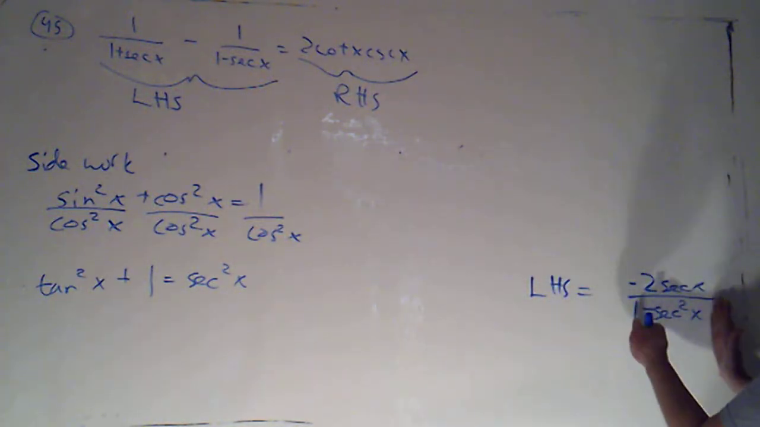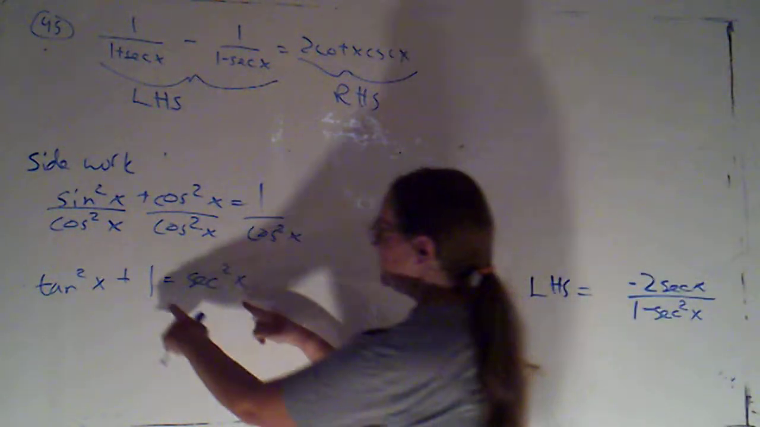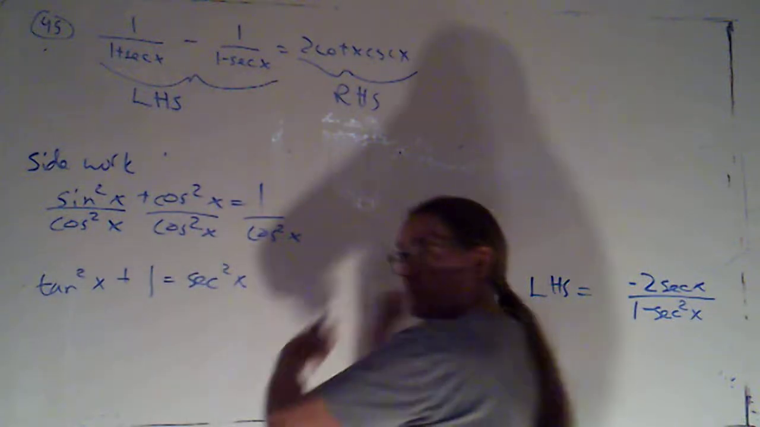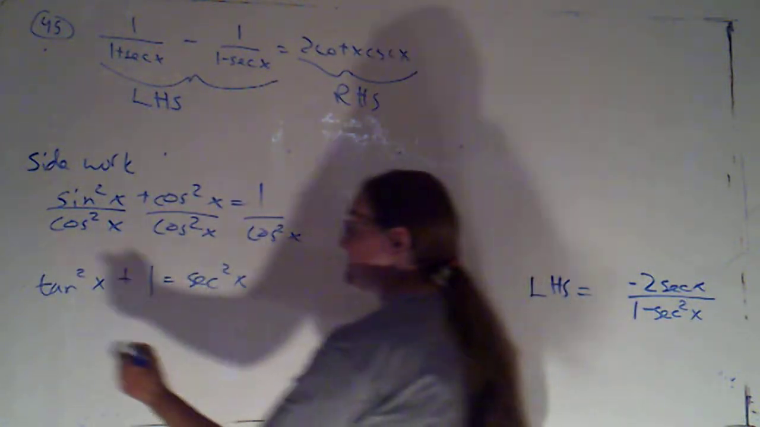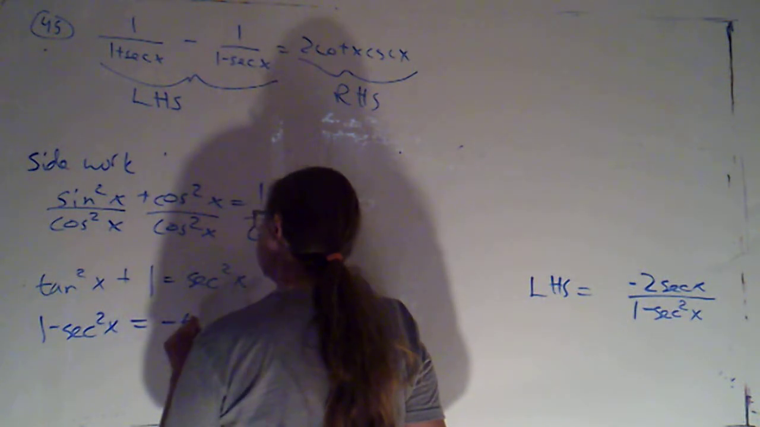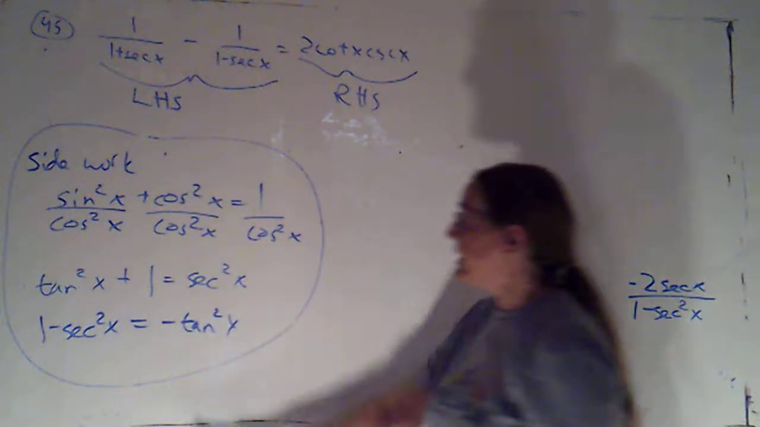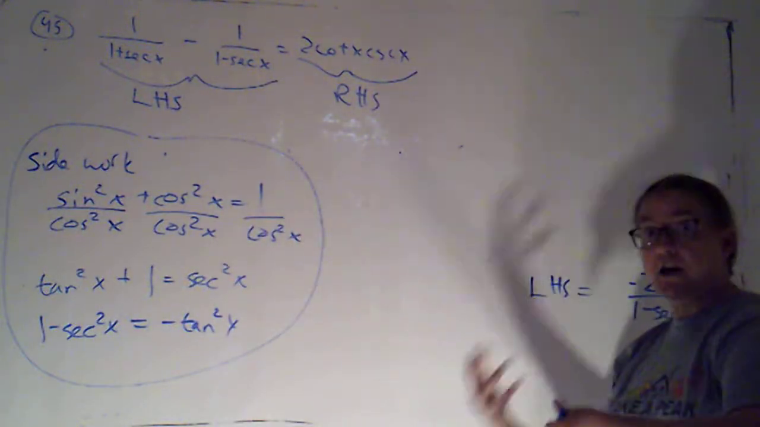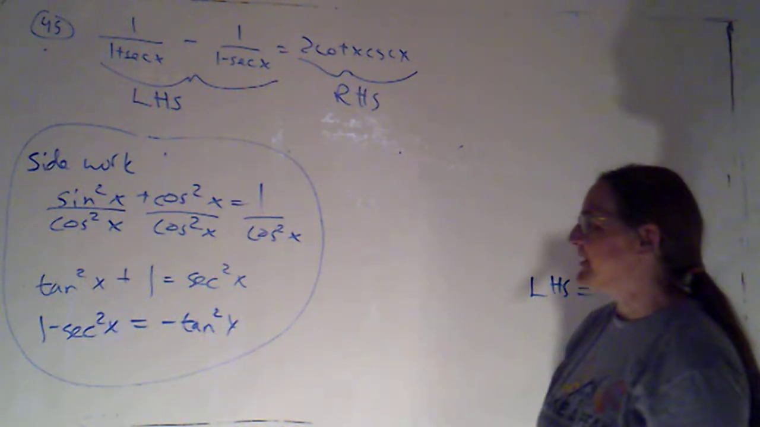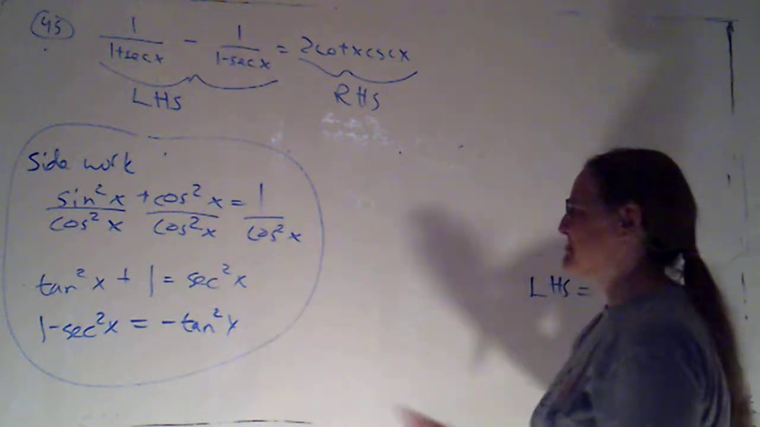So now I look over here, I've got 1 minus secant squared. To get to that, I'm going to subtract the secant squared over to the left side, and I'll move the tangent squared over to the right side. So we'll get 1 minus secant squared x is negative tan squared x. And it's totally fine to just have some side work if you're working with one of your fundamental identities, rearranging it a little bit.